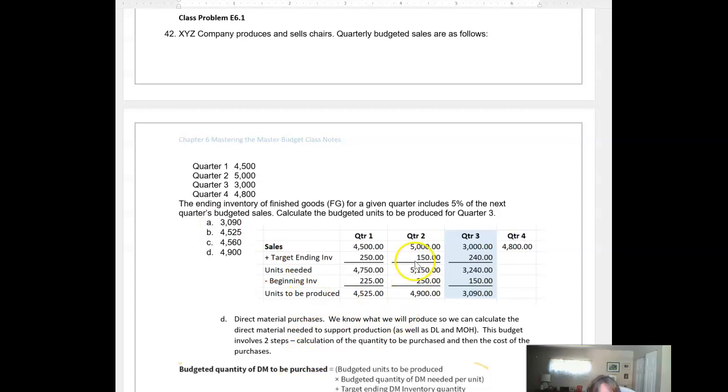I might have a class problem right in between here just to figure out production. Okay. Make sure that you do these questions yourself at home without looking at any answers, okay?